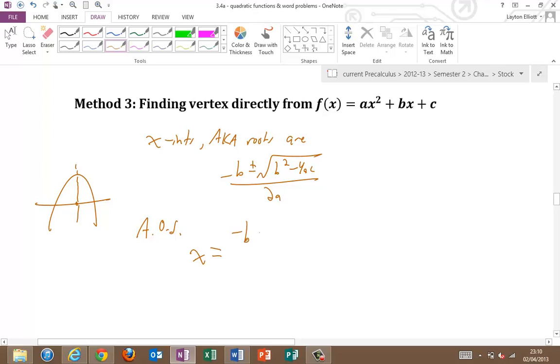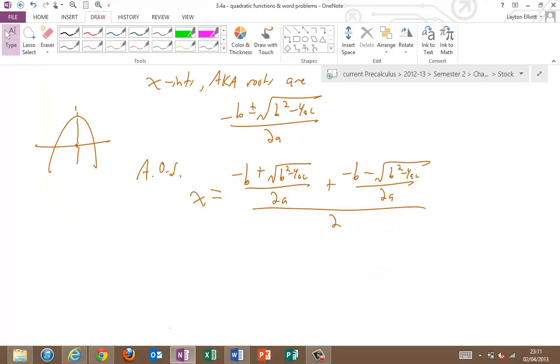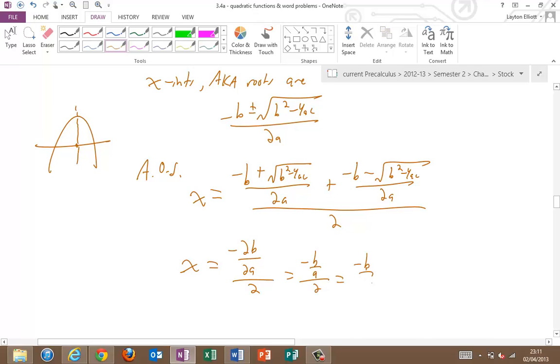So I'm going to take one root, negative b plus radical b squared minus 4ac all over 2a. Then I'm going to add negative b minus radical b squared minus 4ac all over 2a and put it all over 2. Take the average of the two different roots. Well, as you can imagine, that's going to simplify a lot. It's actually going to be negative 2b over 2a all over 2, which is the same thing as negative b over a over 2, or negative b over 2a.